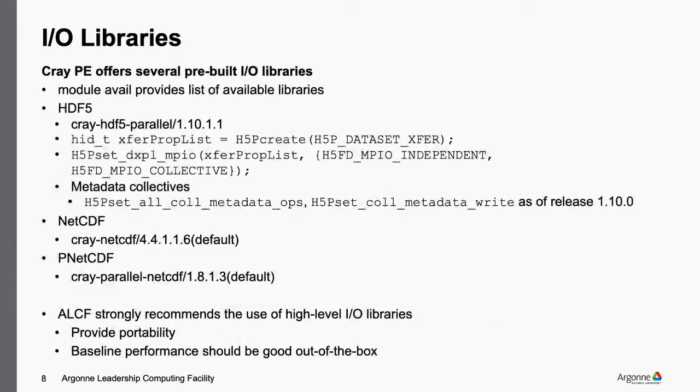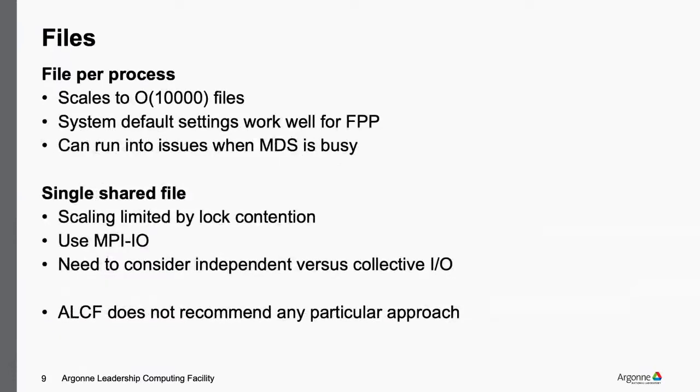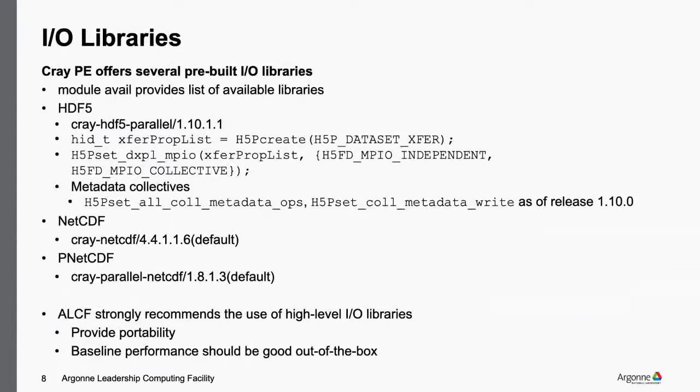The next layer up would be I/O library. We definitely recommend using some I/O library unless you're really dedicated to writing your own I/O. So Cray provides HDF5 in parallel mode. We also have NetCDF and then parallel NetCDF. With parallel NetCDF, all those interfaces are parallel. So whenever you're using that, you're doing parallel I/O.